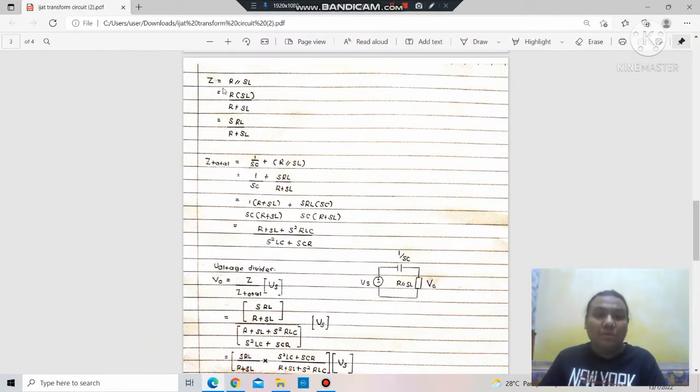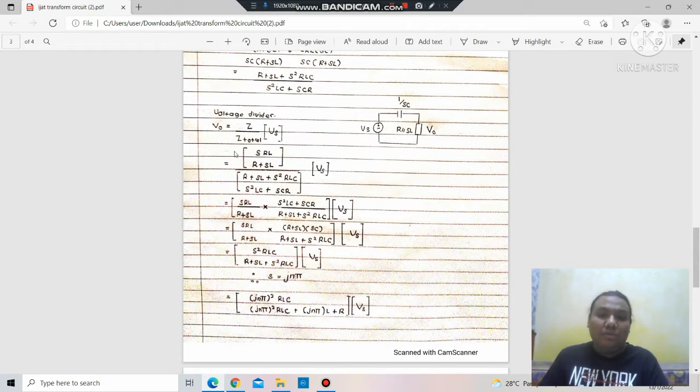After that, we need to find the Z total. To find Z total, we need to find Z, which is R parallel to the inductor. Z total, the formula is the capacitor plus R parallel to the inductor. We can get this function.